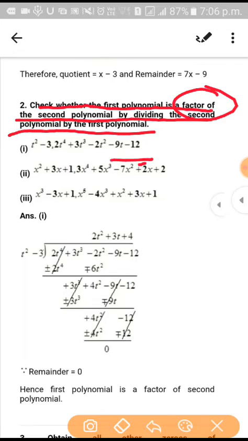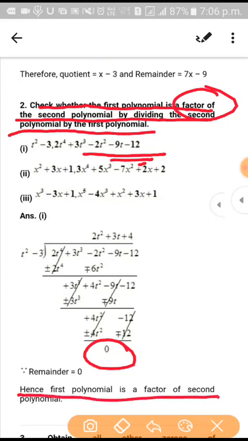Okay, so we have divided 2t to the power 4 plus 3t cube minus 2t square minus t minus 12 by t square minus 3, and here the remainder is coming 0. It means t square minus 3 is a factor of the second polynomial. So the first polynomial is a factor of the second. If the remainder does not come 0, then the first is not a factor of the second one. This is how you have to solve the other two parts.